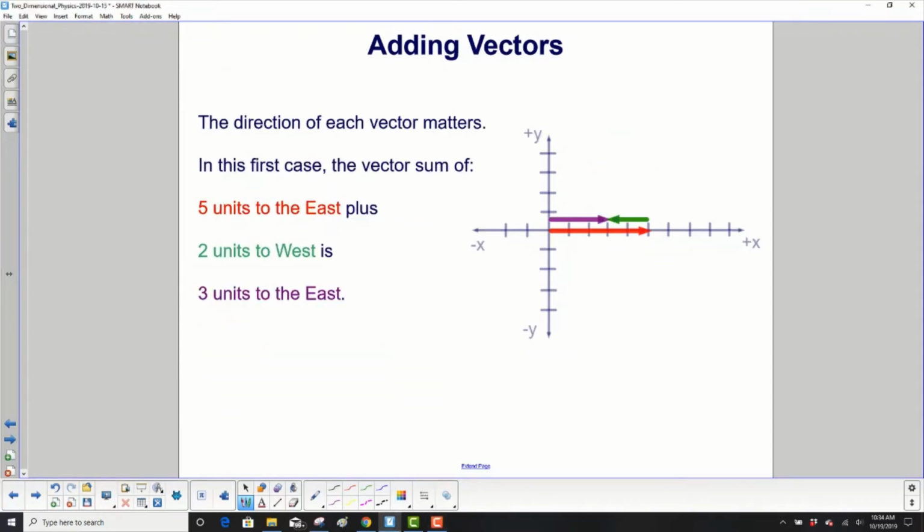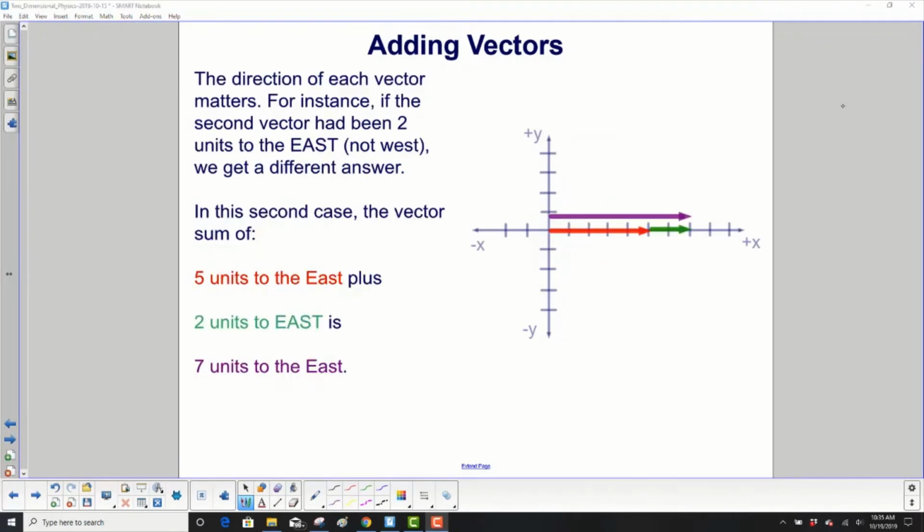Because we're dealing with vectors, in addition to the magnitude, the direction matters. So for this case, our red vector here was 5 units to the east. The green one was 2 units to the west. Our resultant, you can measure it off, is 1, 2, 3. It's 3 units, and it's pointing to the right or the east. So the answer is 3 units to the east. Another way to say that is 3 units in the positive x direction, depending on how the problem is stated.